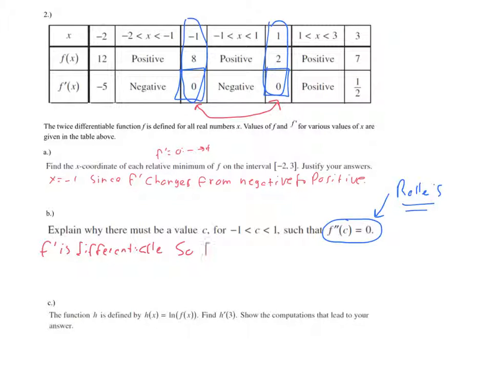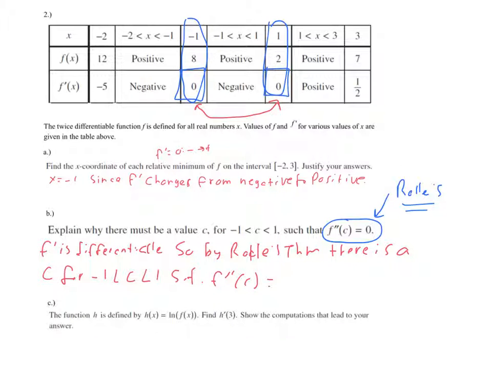So by Rolle's theorem, there is a c somewhere between negative 1 and 1, such that the second derivative of c is equal to 0. And how do we know that? Because 0 minus 0 over 1 minus negative 1 is equal to 0.